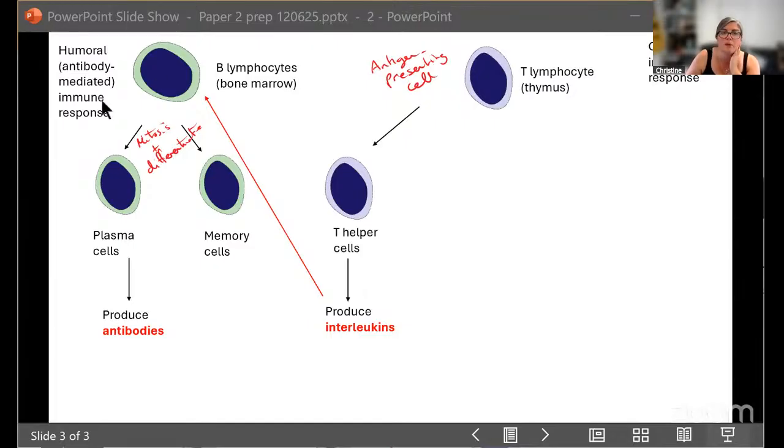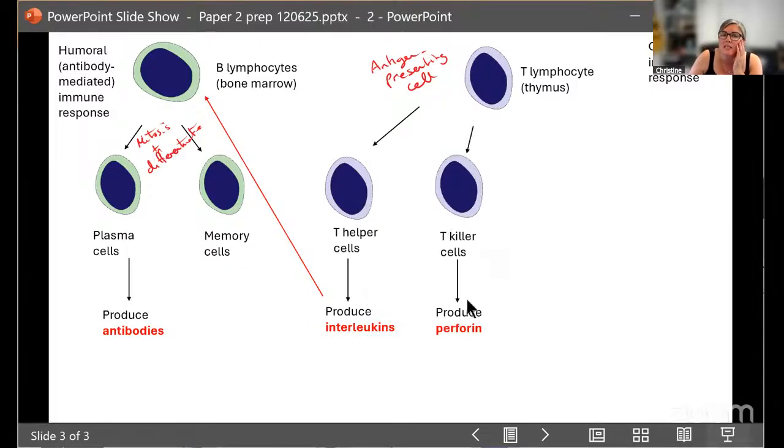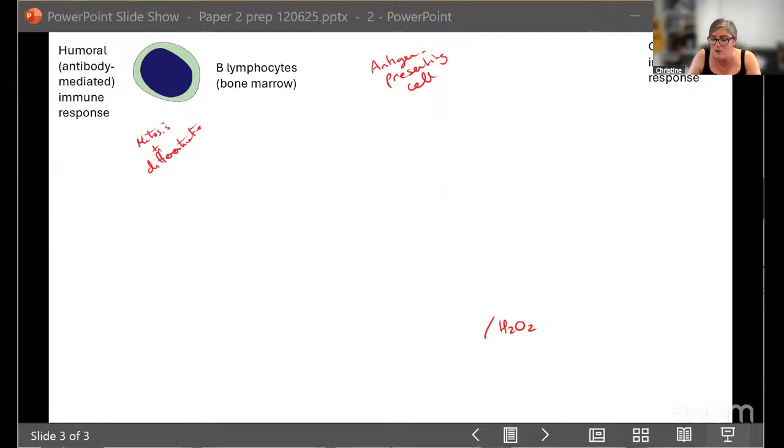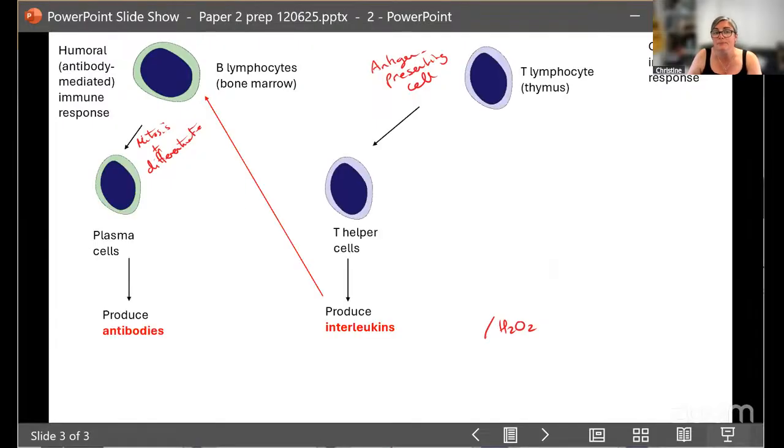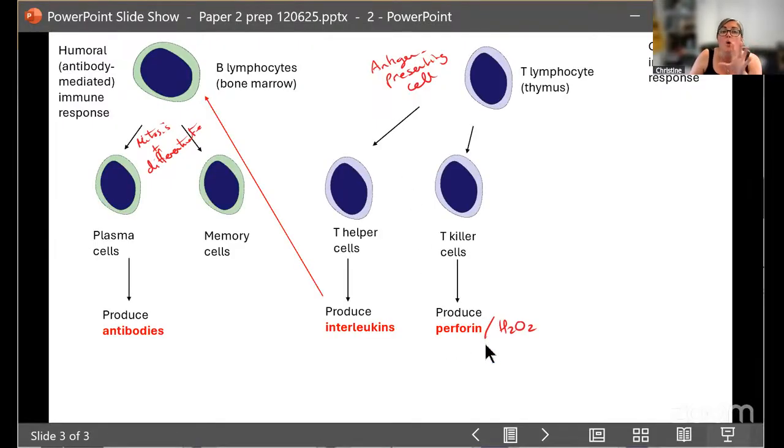If we've got not only our T helper cells, we also have T killer cells, and those T killer cells will produce perforin. It might not be perforin, they may tell you that it's hydrogen peroxide. It may decide in the question to give you something that's slightly different, and that's fine, as long as you remember that it is the perforin or the hydrogen peroxide that is going to put pores in the cell. It's going to disrupt the cell, and therefore kill the cell so it can't function. And so therefore what you've got then is also some memory cells.